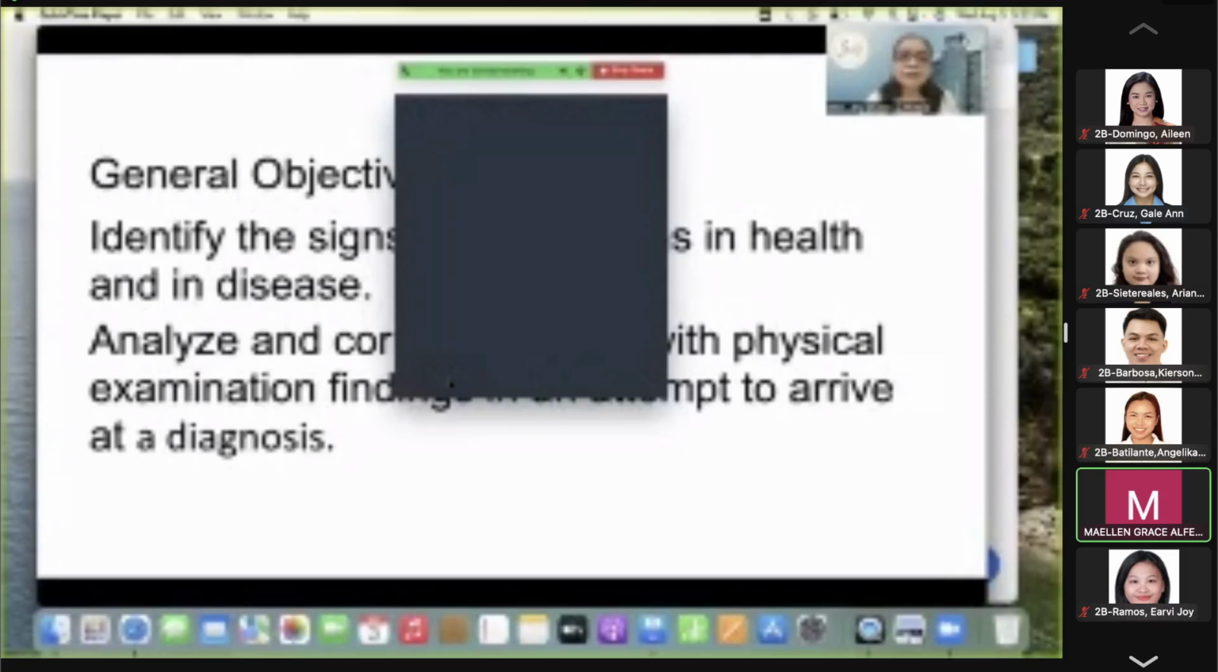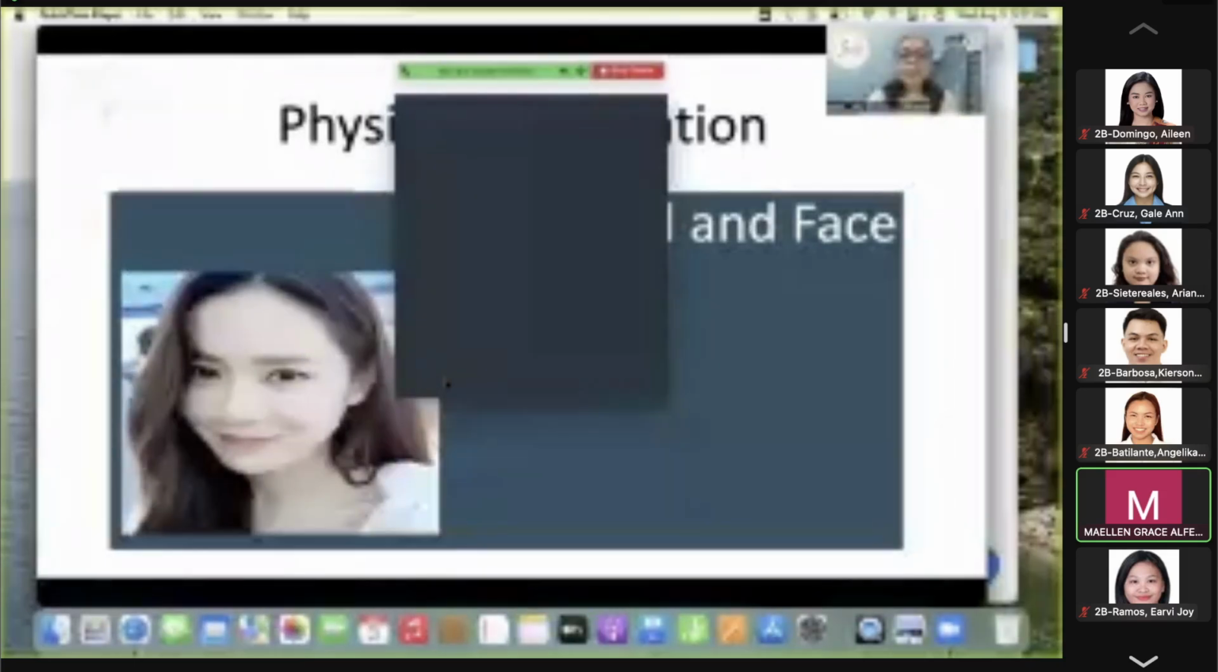Now, the general objectives of the lecture will be to identify the signs and symptoms in health and in disease, particularly of the head, face, and eyes, and to analyze and correlate the history with its symptoms with the physical examination findings or the signs in an attempt to arrive at a diagnosis, particularly of the head, the face, and the eyes. Now, we will start first with the head and the face.